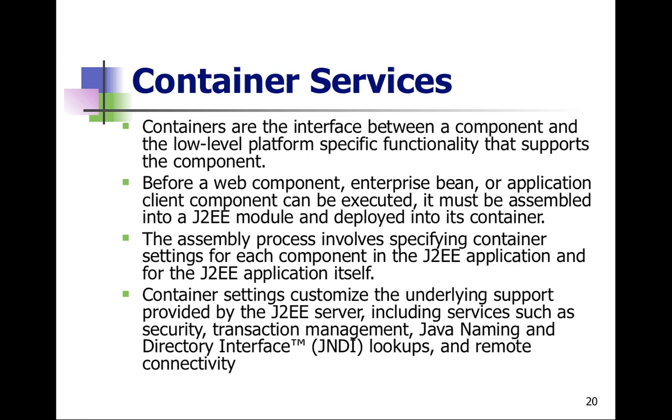And the container settings customize the underlying support for the service as well, including services such as security, transaction management, Java naming, that's the naming and directory interface. So JNDI is Java Naming and Directory Interface. It's a lookup. So it's sort of like the registry, but it's not. Registry is used with RMI. The generic form of that is JNDI, which is sort of like a domain name service in terms of its functionality. So when you type in google.com, there's a server out there you're going to hit that's going to have a lookup. It's going to say, oh, that's an IP address, and it takes you to it. Well, this just does the same thing, essentially.